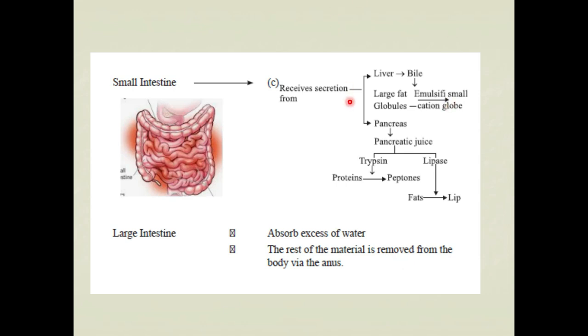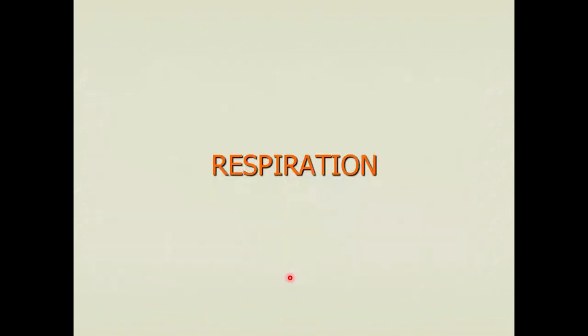Two more secretions we receive in the small intestine: one from the liver, which secretes bile juice that helps to convert large fat globules into smaller ones. Then the pancreas will release pancreatic juice, that is trypsin and lipase. Trypsin helps to convert the protein into peptones, the simplest form. And lipase will act upon the emulsified fat and convert it into simpler lipids. Finally, the large intestine absorbs the excess amount of water. The rest of the material is removed by the body via the anus.